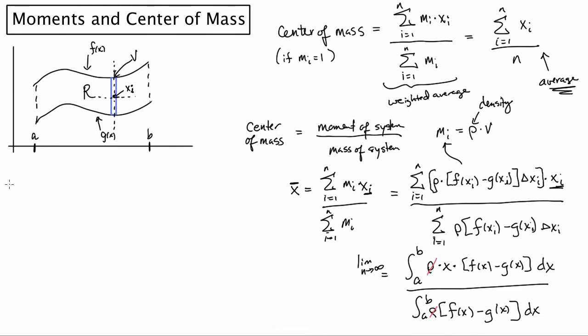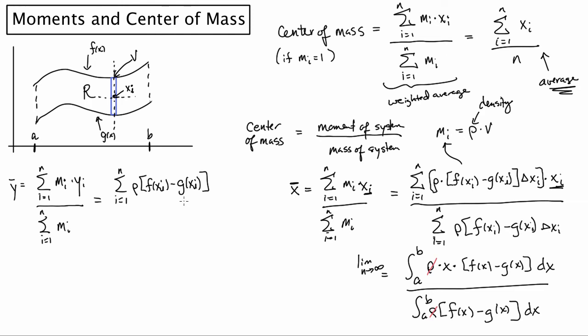If we do a similar thing for the y component, then the y component would look like the sum i goes from 1 to n of the moments, y_i, divided by the sum of the m_i's, which is a little bit more complicated. I'm going to replace the m_i by the exact same thing that I had above. So this is rho times f of x_i minus g of x_i.